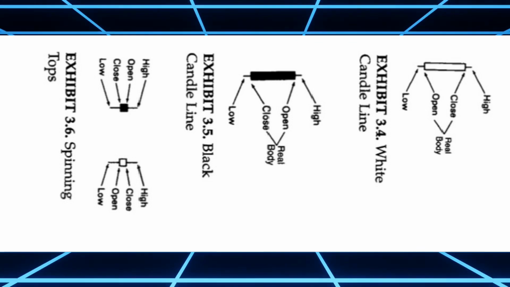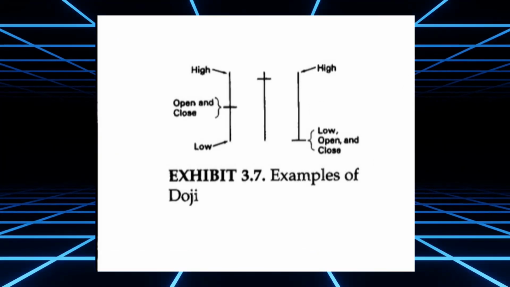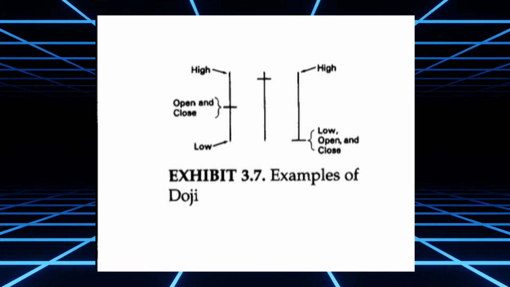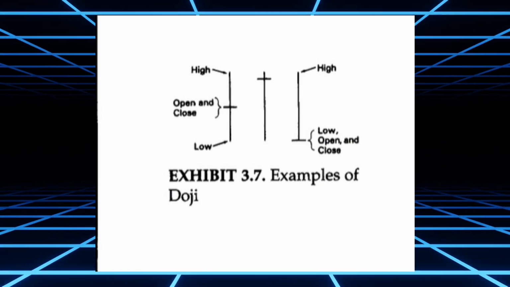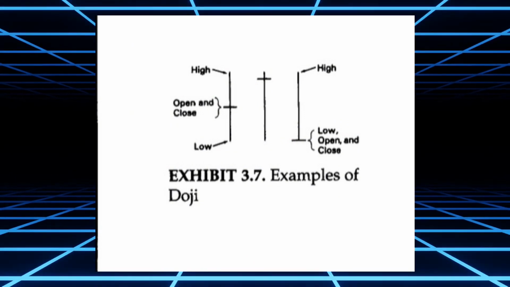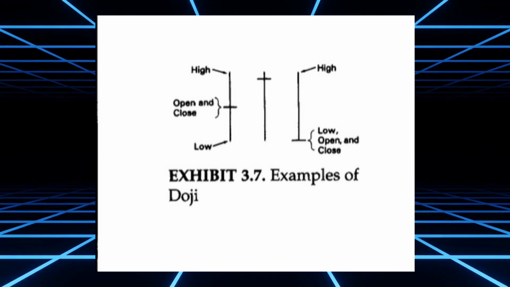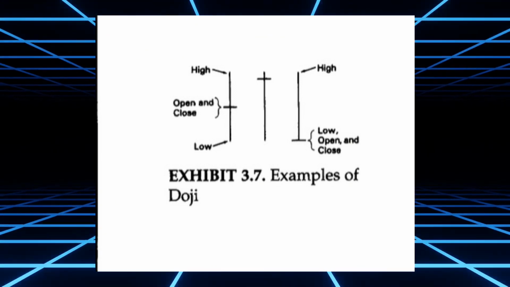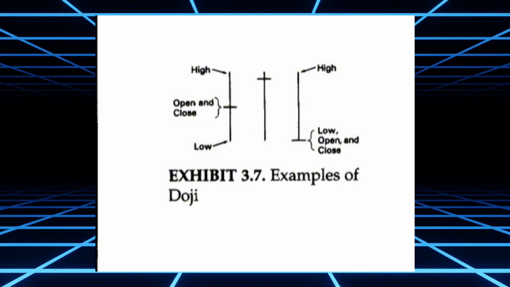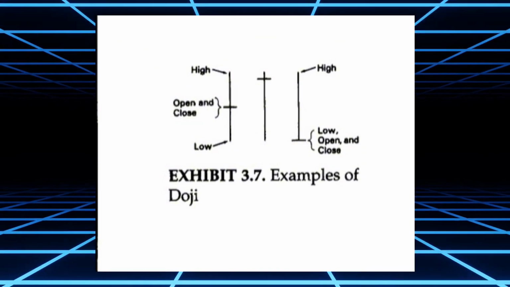Did you notice something about the real bodies in Exhibit 3.7? There aren't any. These lines are named dojis. The plural of a doji is also called a doji, and they represent a session when the open and close are the same or very close to one another. Dojis have implications as a reversal signal. We will look at this aspect later in the chapter and in greater detail.